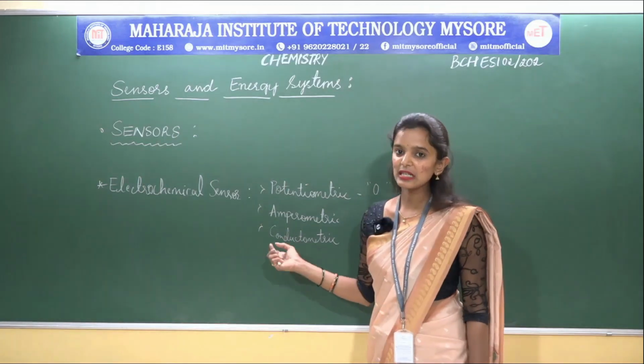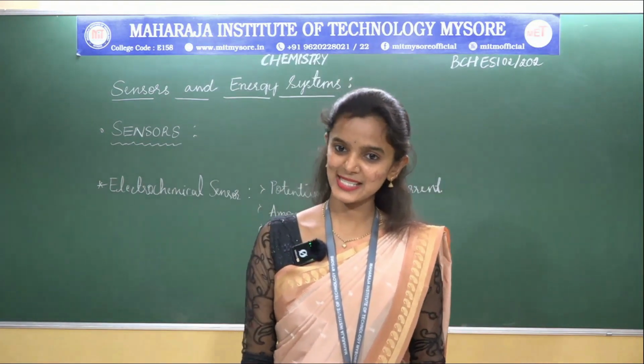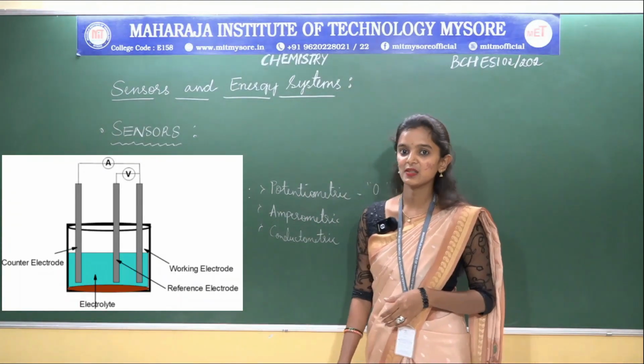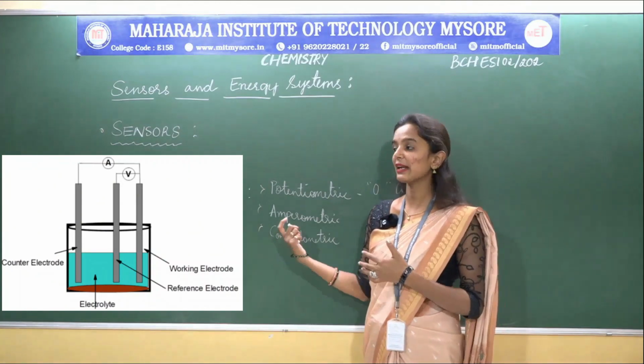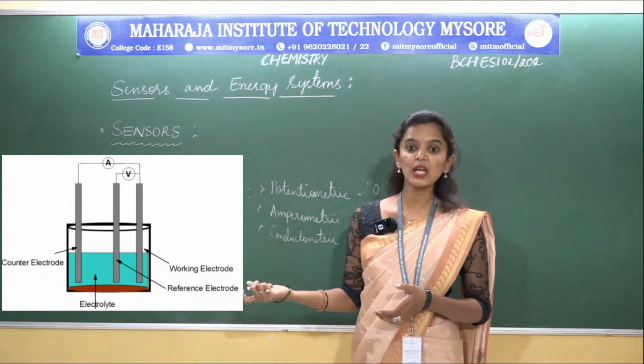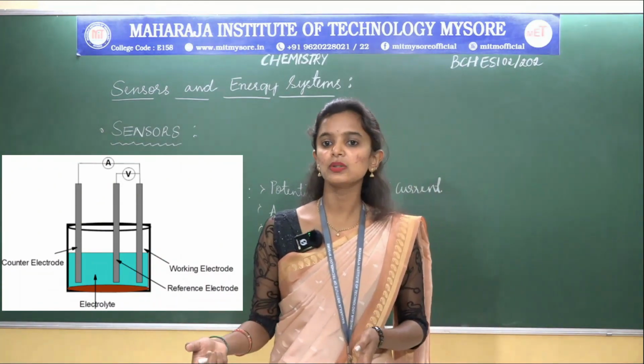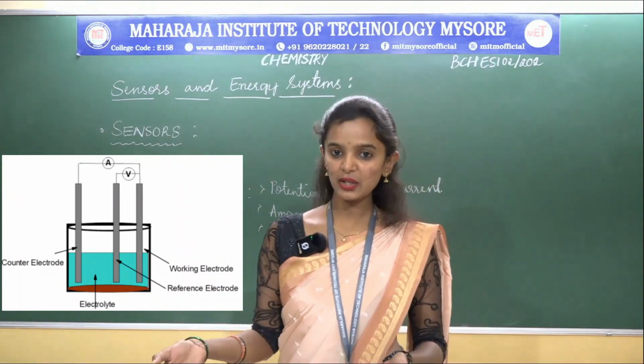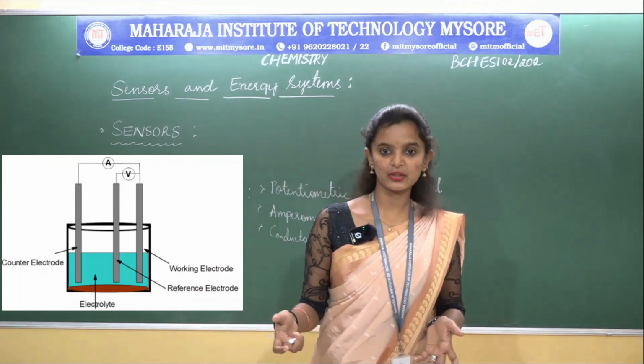Here comes the third type of electrochemical sensor, that is the conductometric sensor. Conductometric sensors are the type of chemical sensors that measure the change in electrolytical conductivity of the given test sample or the analyte, which is occurring between the 2 electrodes dipped in the electrolyte.